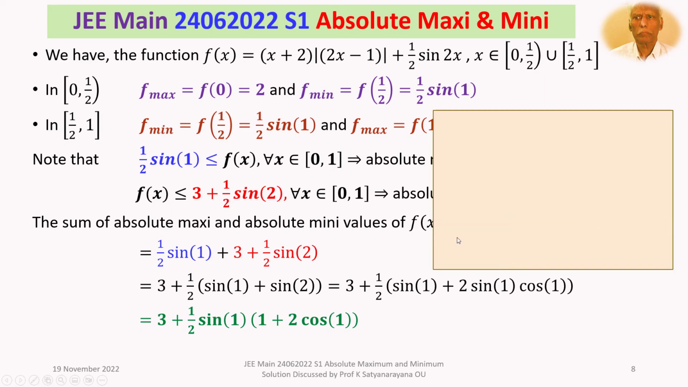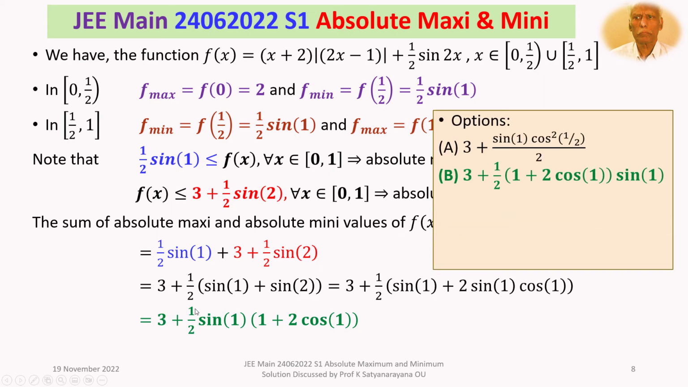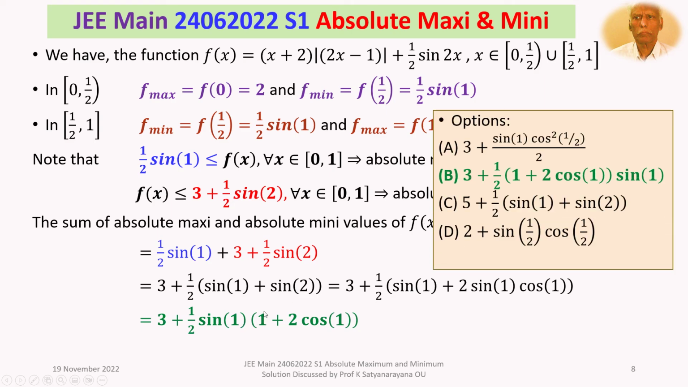Let's look at our options. Our answer, 3 plus 1 by 2 sine 1 in brackets 1 plus 2 cos 1, appears against option B. Therefore, the answer for this question is option B. And that is the discussion of the solution of the problem on absolute maximum and absolute minimum of a given function in a given interval.